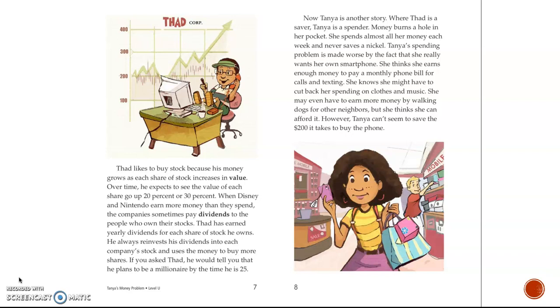He always reinvests his dividends into each company's stock and uses the money to buy more shares. If you ask Thad, he would tell you that he plans to be a millionaire by the time he's 25.